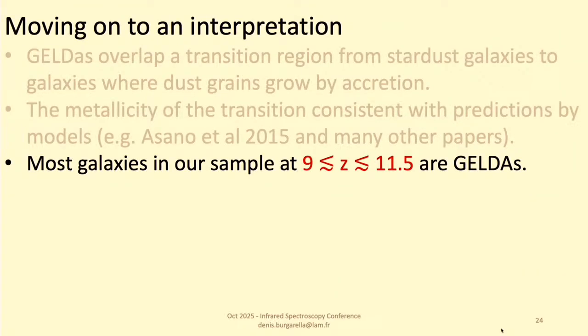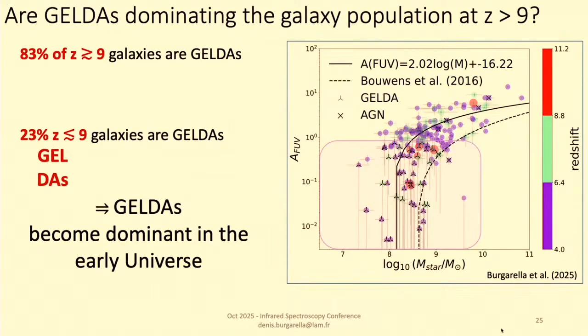In our sample, we have galaxies from redshift 4 to 11.5. And we will see that most of the galaxies at high redshift, larger than 9, are what I call Galdas. So this is the same diagram that you saw before. At redshift larger than approximately 9, you see that most of the reddish galaxies are here. This is Mazy galaxy at redshift 11.4.